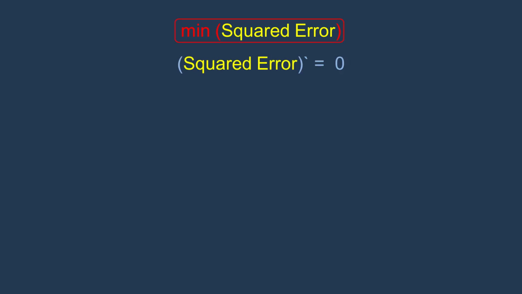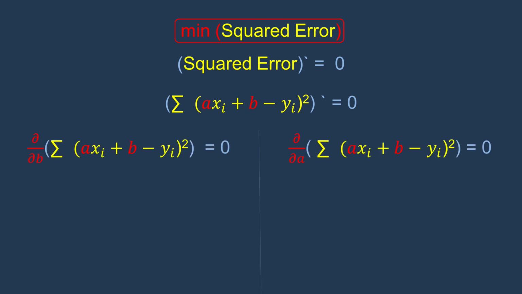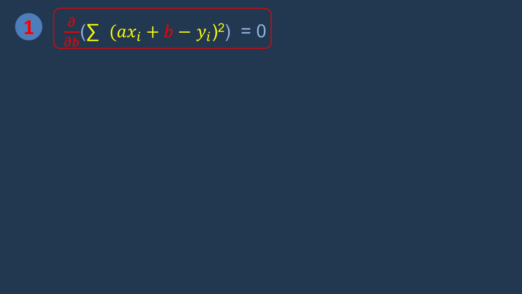Well, now I want the derivative of the squared error to be 0 so that I can find the values of a and b, which will give me the minimum squared error. Now since we have two variables here, I'll have to work with the partial derivatives. So I'll differentiate this equation with respect to b once and with respect to a once. First, dou over dou b of this function equals 0.